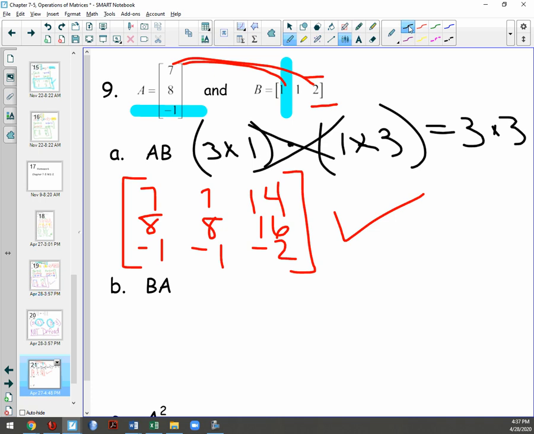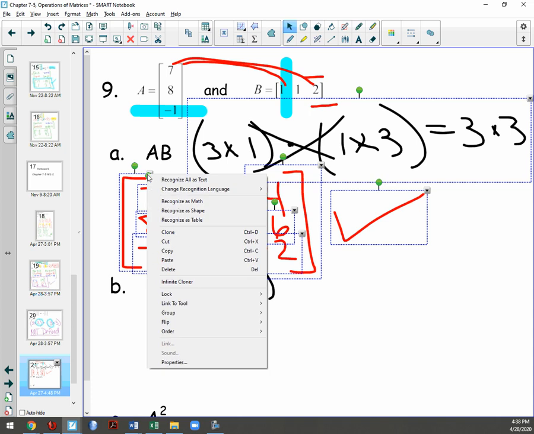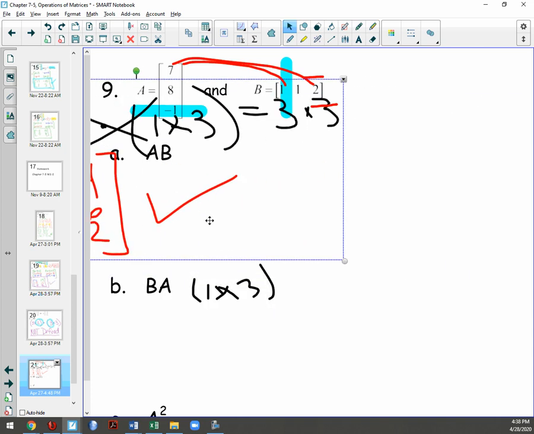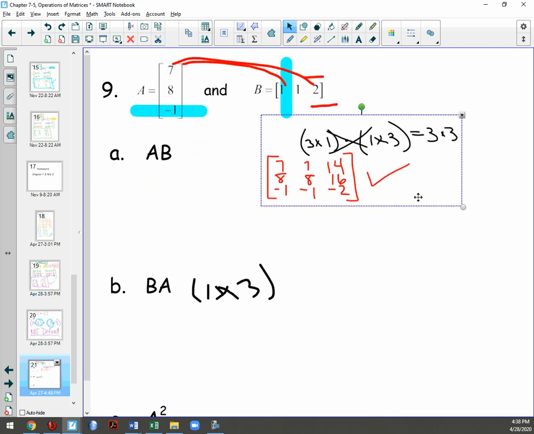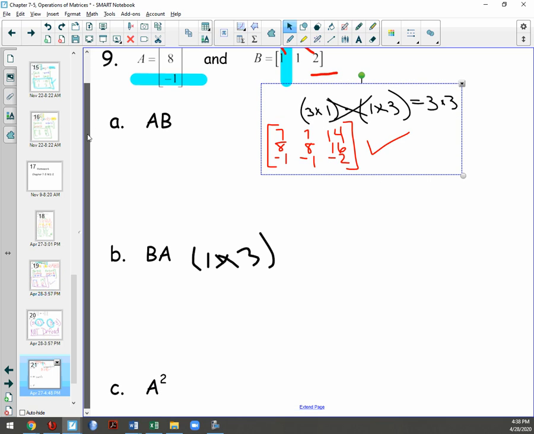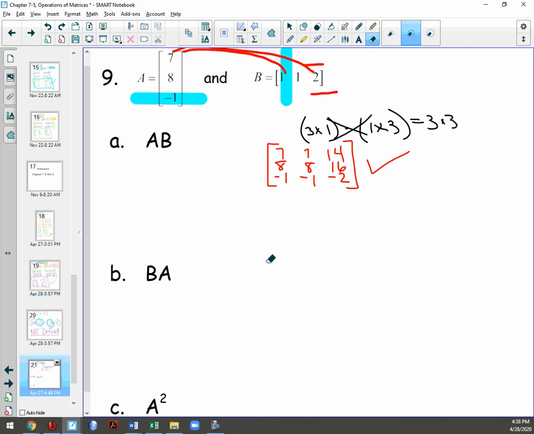Let's see if it's possible. B is going to be a 1 by 3. I'm going to make this super small up here because it is all in my way. That just needs to be smaller. I wish that I had a bigger board, but I don't, guys. So we just have to work with it, right? Okay, so forgive me. Here we go.